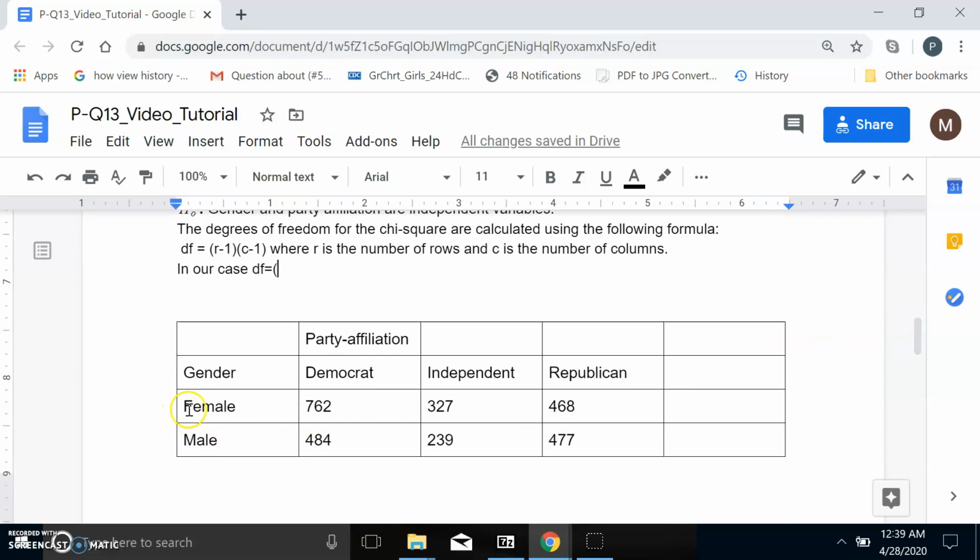The number of rows: that's a row right there, so 1, and that's a second row, so 2. In columns, we'd have a column here, a column here, and a column here. So we have 2 rows, so 2 minus 1, times 3 columns, so 3 minus 1. That's going to be just equal to 2. Okay, so we've done that. We found the degrees of freedom.